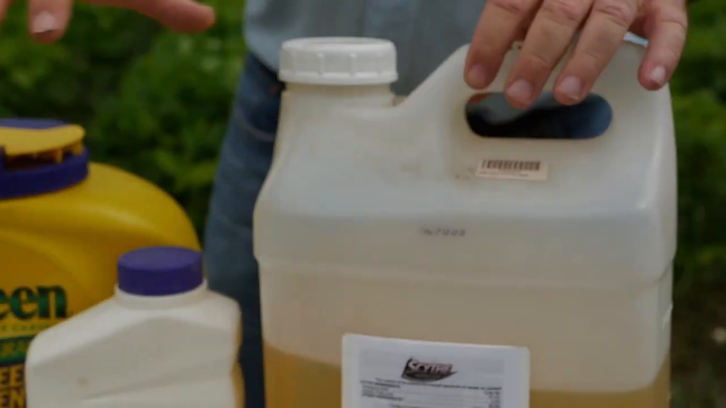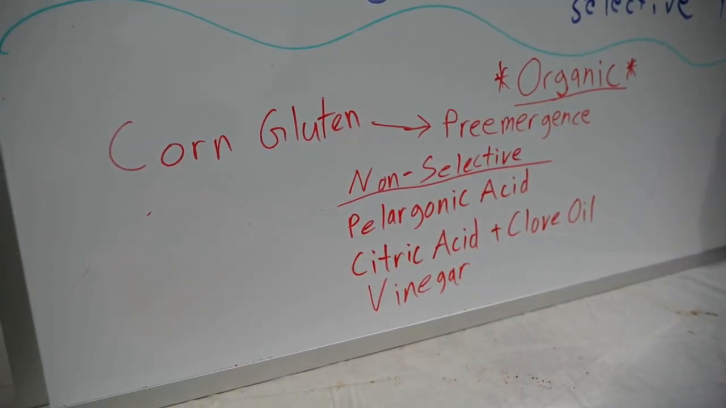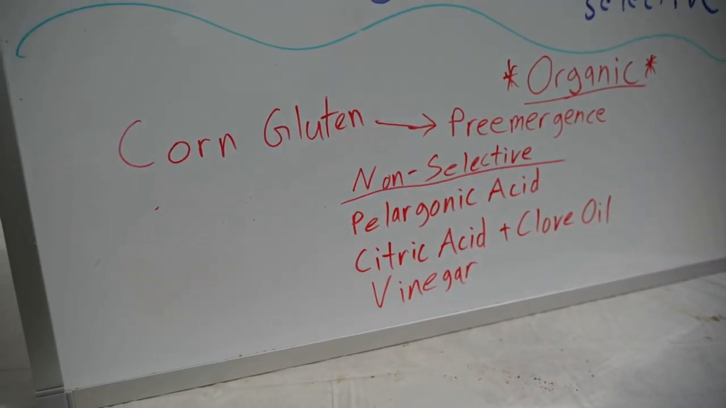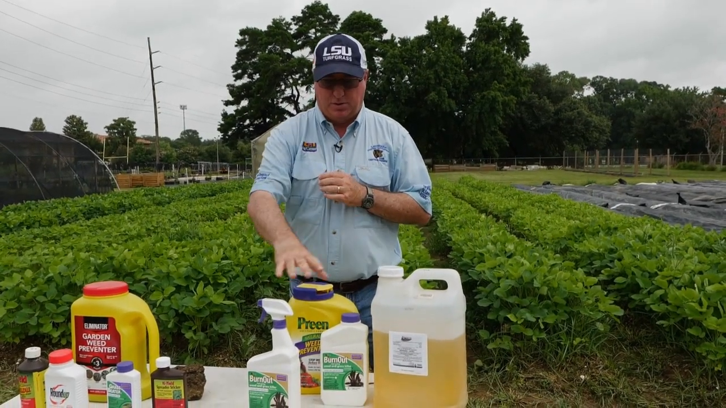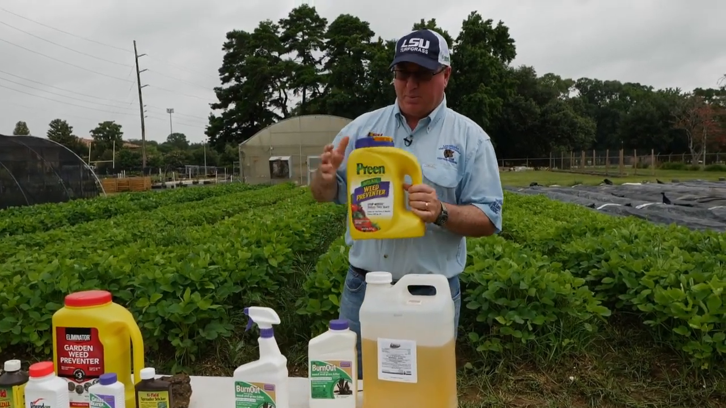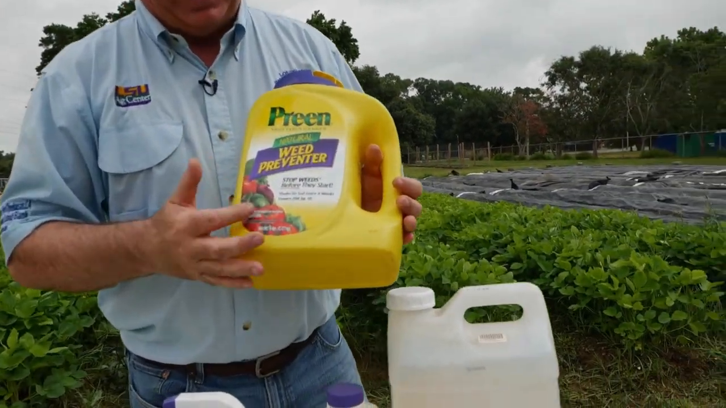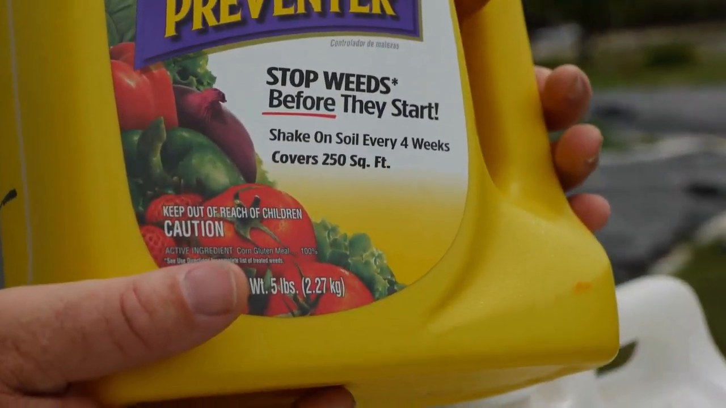So these are all post-emergence products. They're organic. Vinegar would be another option out there. But always remember, whatever drifts onto your vegetable plants will also burn your vegetables, because these are non-selective. They're not selective herbicides. There is a pre-emergence option, and that's corn gluten. You can see the tomatoes right here, and we've evaluated corn gluten.